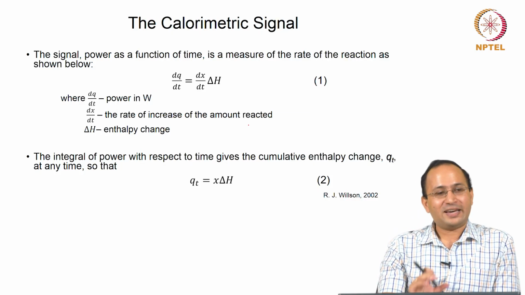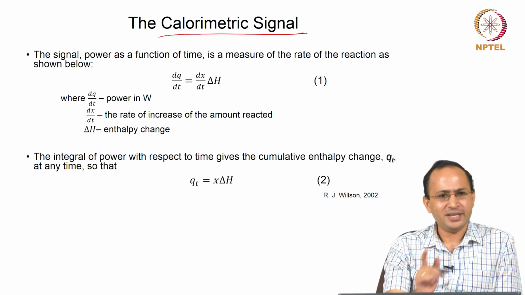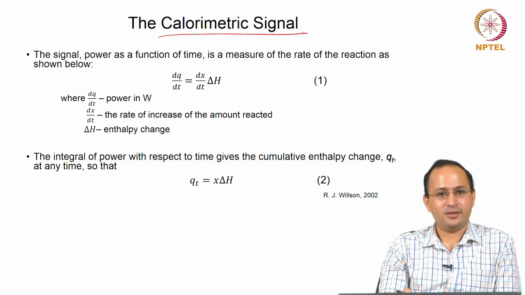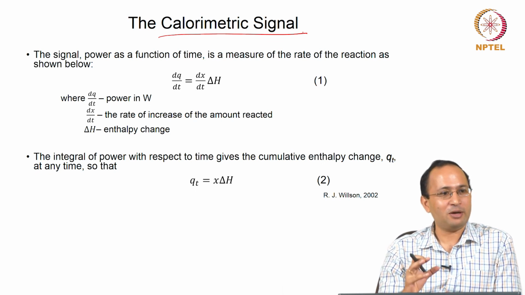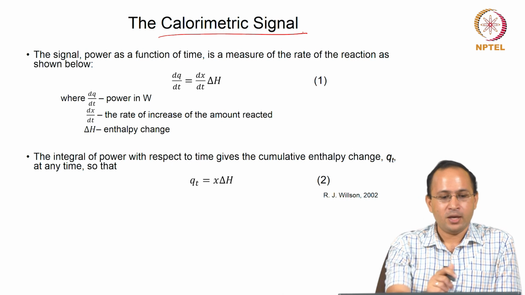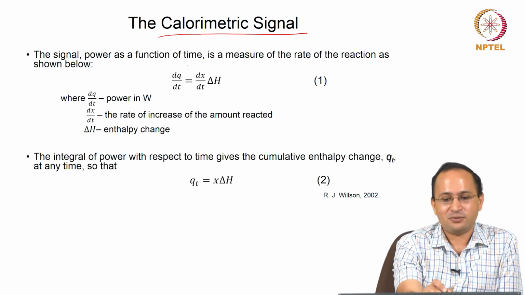Now we will look into the calorimetric signal. What do we get from the calorimeter? Yesterday, when we talked about thermodynamics, we saw that you can get the enthalpy. Whatever heat measurement you get can relate to the enthalpy of a reaction, right. So, the signal we get is the power as a function of time.